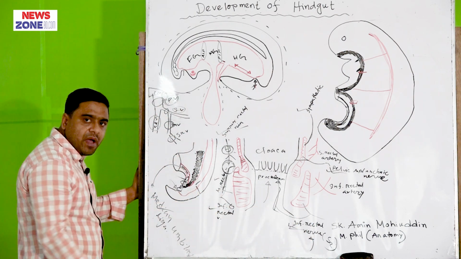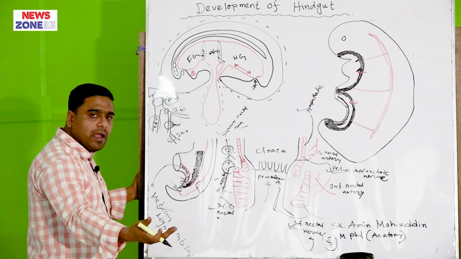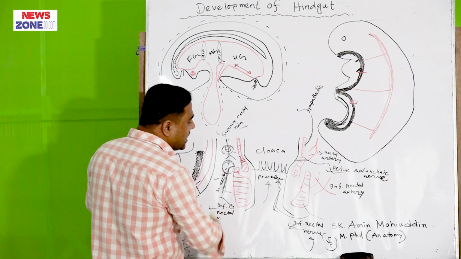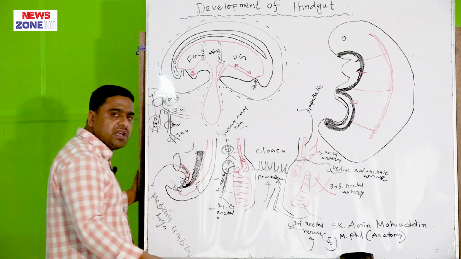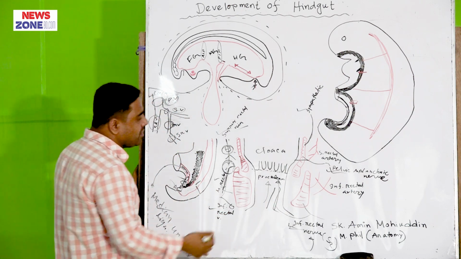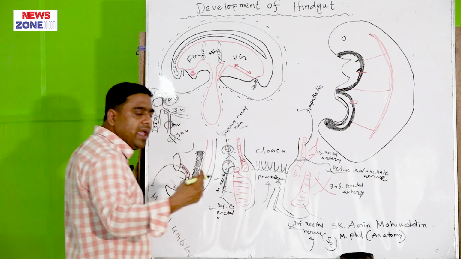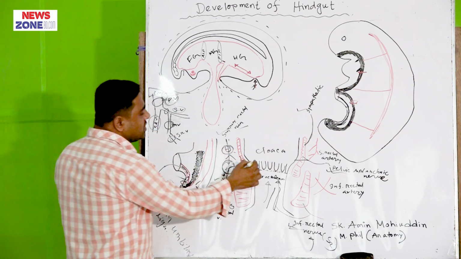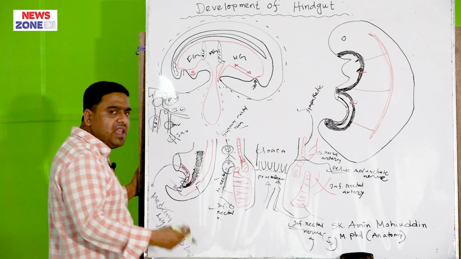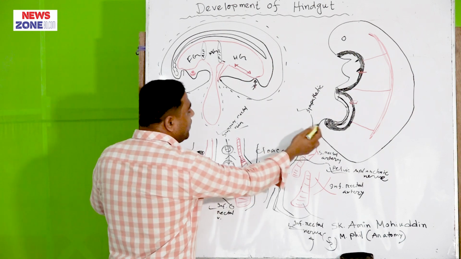If any inflammation, tumor or abscess occurs in the lower 1/3 of the anal canal, it will be very painful because the inferior rectal nerve is a cutaneous nerve. But if any inflammation, tumor or carcinoma occurs within the upper 2/3 of the anal canal, it will be painless because it is supplied by the visceral nerve.